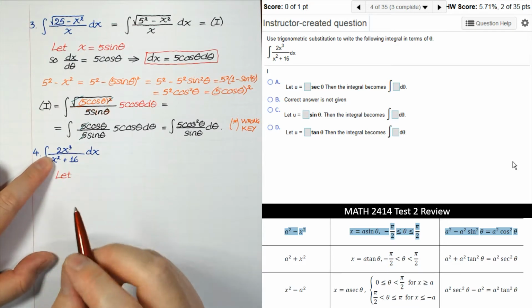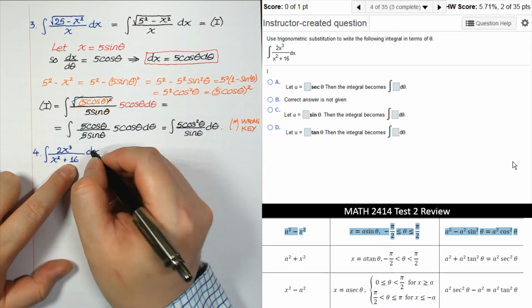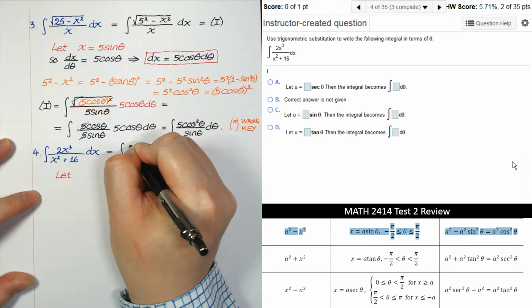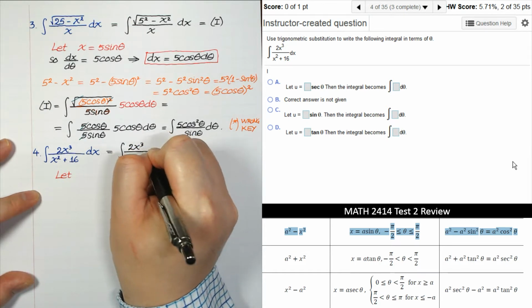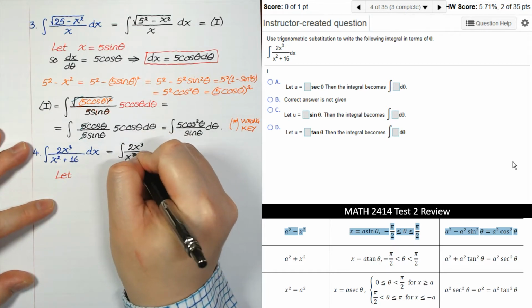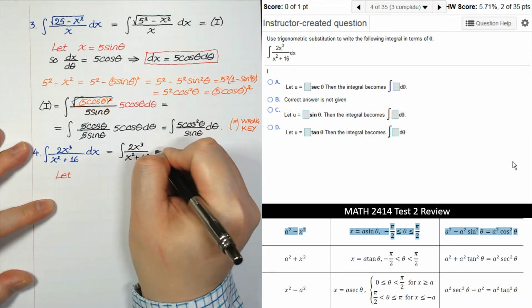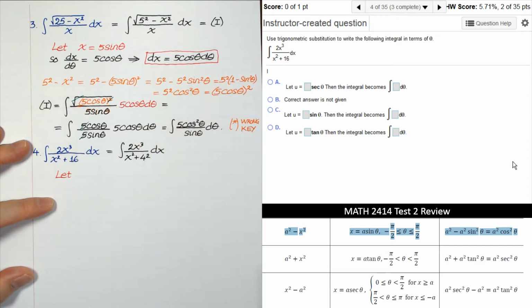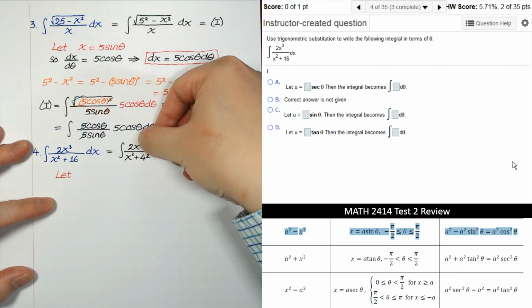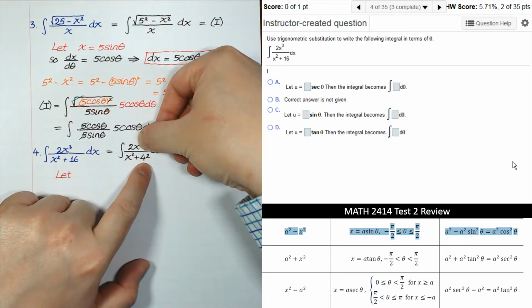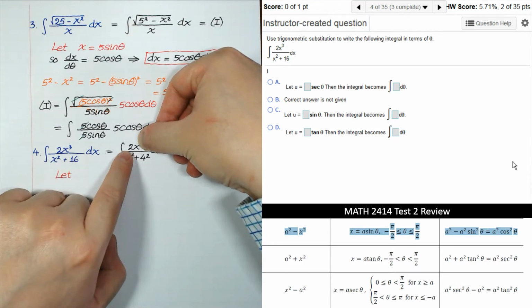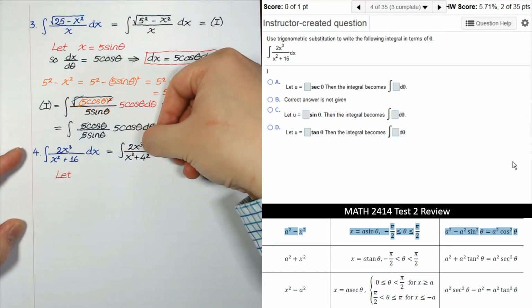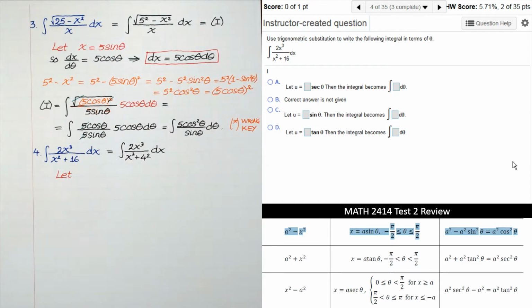Now we have a constant square plus x squared. By the way, if this is just 2x, this is not trig substitution. If this is just 2x, we just let u equal x squared plus 16, and then du is 2x dx. There's no problem. But because of the cube, we use trig substitution.